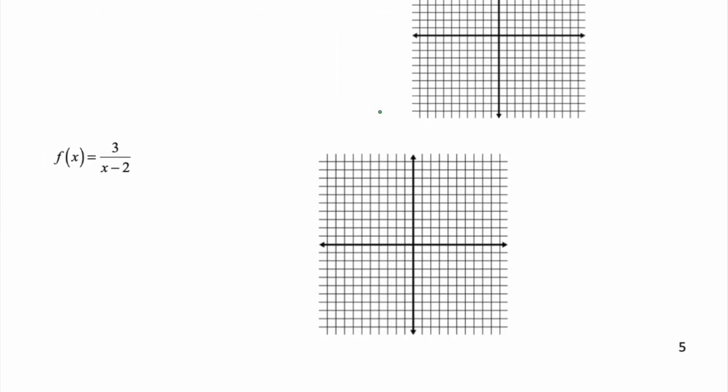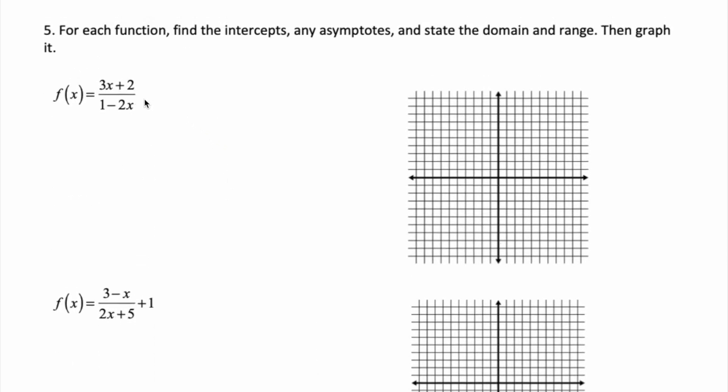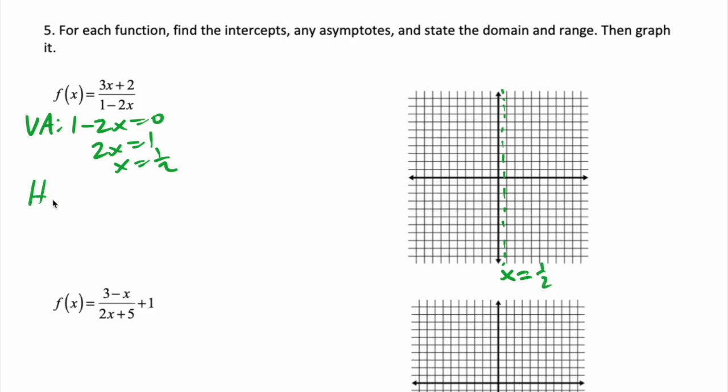So let's do a graph here, one full graph. We can see the vertical asymptote is going to be when the denominator equals 0. Okay, we got x equals half. You should always label the asymptotes as an equation. And the horizontal asymptote is the ratio of these coefficients of x. So y equals negative 3 over 2, or about negative 1.5.